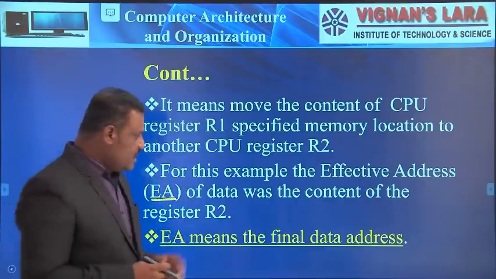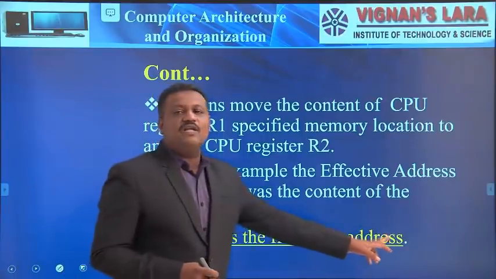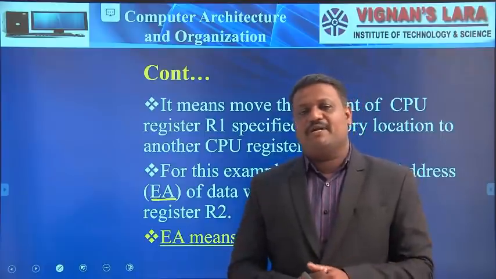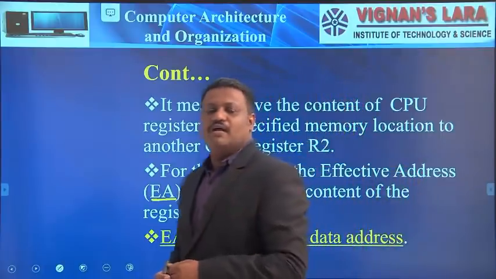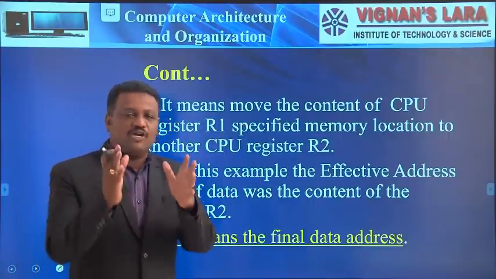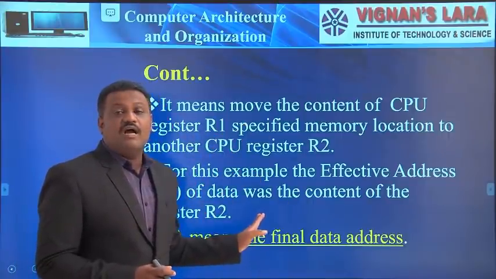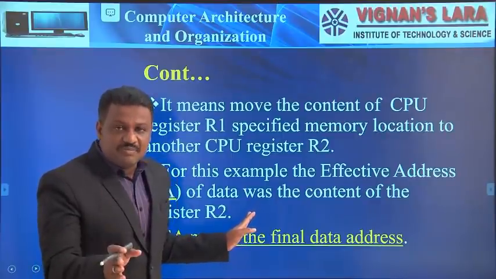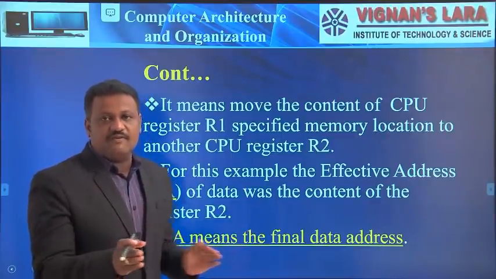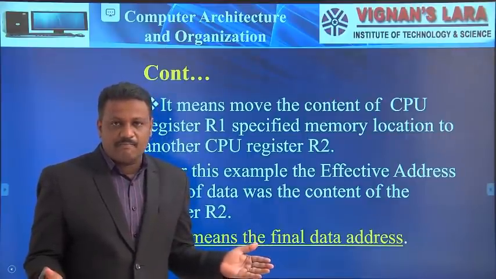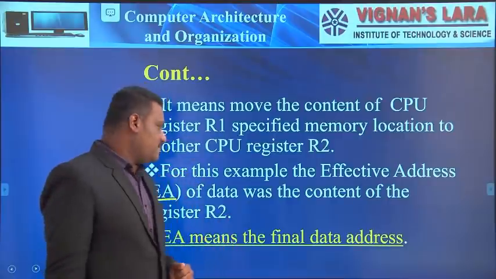You remember friends, effective address means the final offset address, or the final data address, or the final operand address. From this addressing mode onwards, we are talking about this effective address. It is very important to us. All of you remember, effective address means the final address of data or the final address of the operand. So that you have to remember.